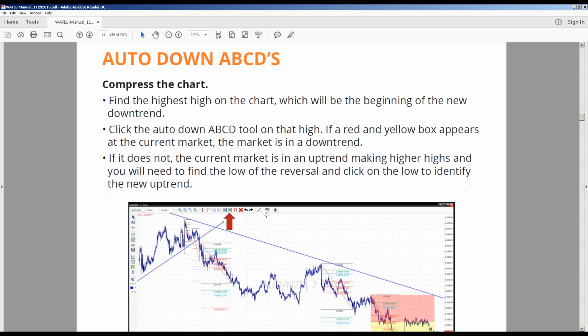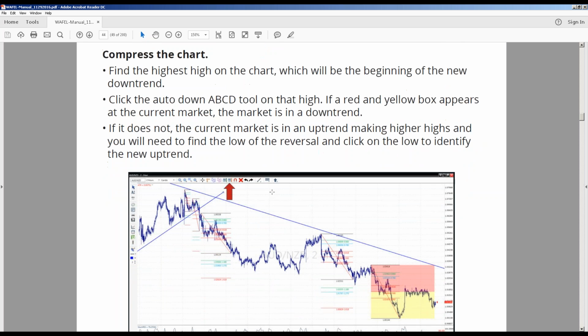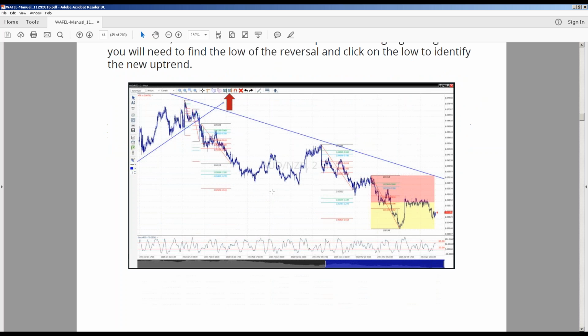Auto down ABCDs. Compress the chart, find the highest high in the chart, which will be the beginning of the new downtrend. Click the auto down ABCD tool on that high. If a red and a yellow box appears at the current market, the market's in a downtrend. If it doesn't, the current market's in an uptrend, making higher highs, and you'll need to find the low of the reversal and then click on the low to identify the new uptrend. There you can see the market broke a previous uptrend, now the market's moving down. So now you have a down AB boundary.